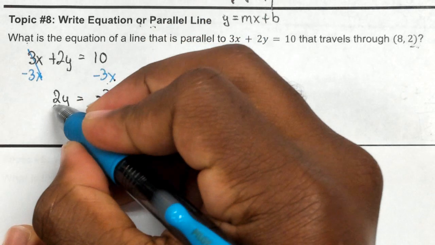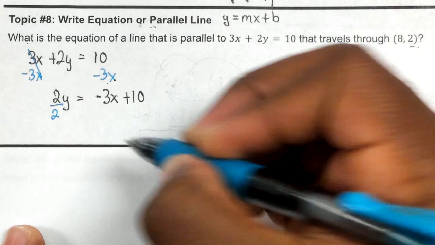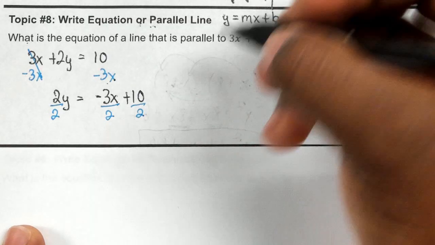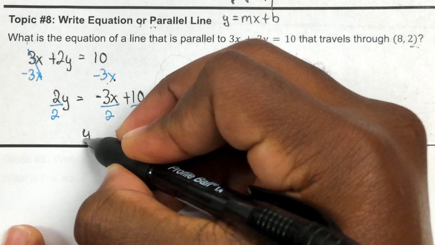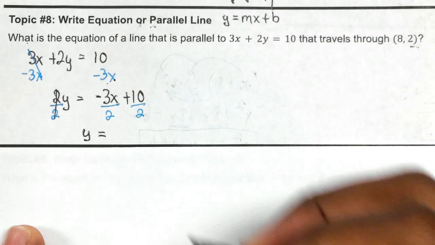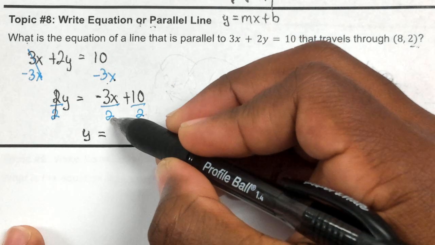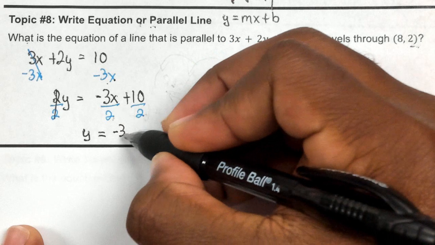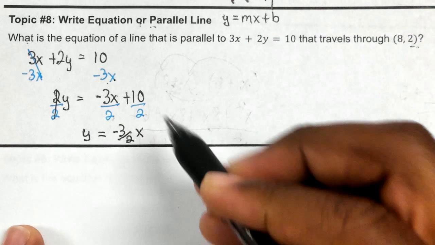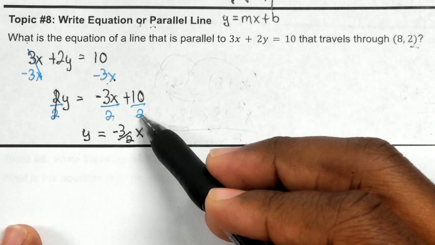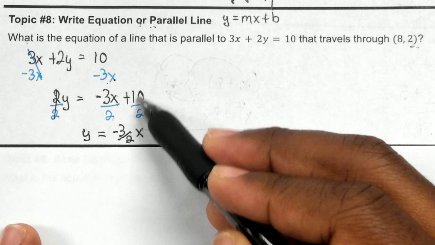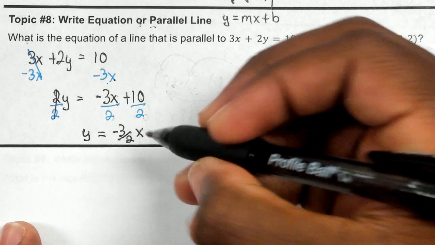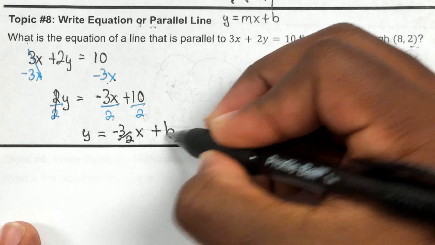Now I will get rid of the multiplying by 2 by dividing each of these terms by 2. So now I would have y equals, because again the 2's cancel each other out. Can you divide negative 3 by 2? No, and a negative divided by a positive stays negative. So this will stay as negative 3 over 2x, and 10 divided by 2 is 5. But whenever you're doing this, we actually don't care what this number is going to be, so we're going to replace it with the letter b.